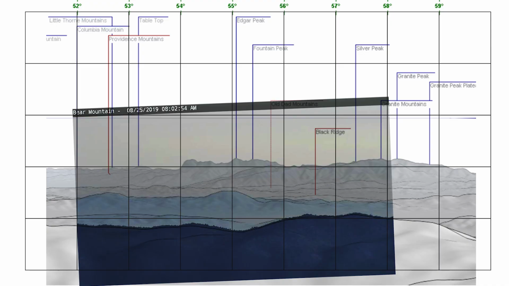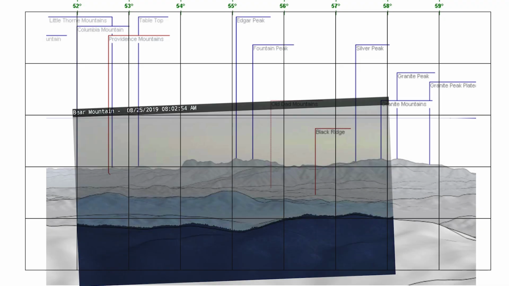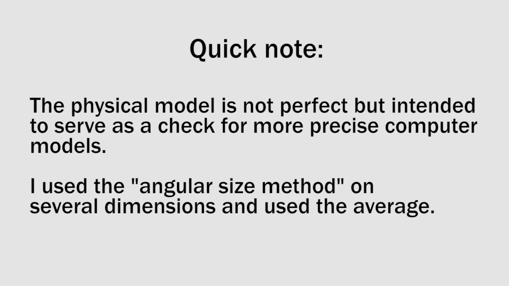If you do this yourself, make sure to set the vertical exaggeration to 1. Each grid cell is 1 degree, which is close to the size of your pinky finger at arm's length. To scale the model photo, I've used the angular size of the distance between these two peaks of the Bolivian mountains. Now we can line these photos up.